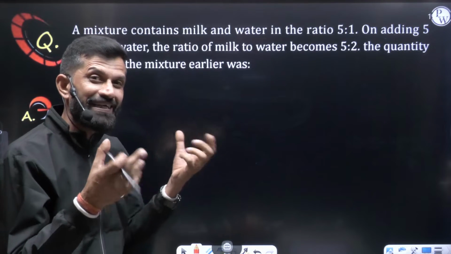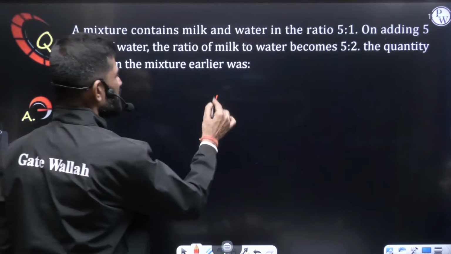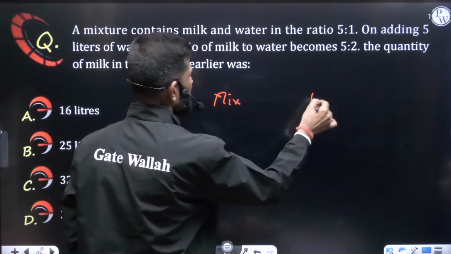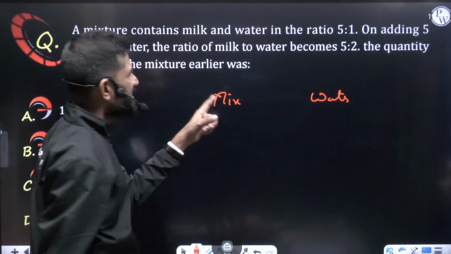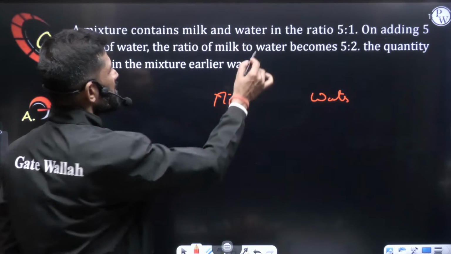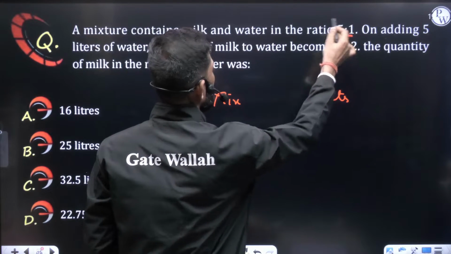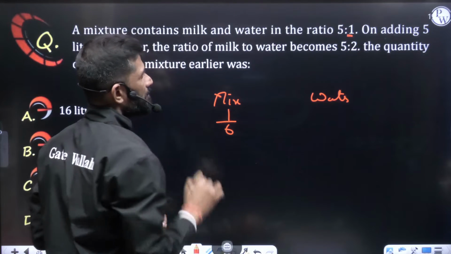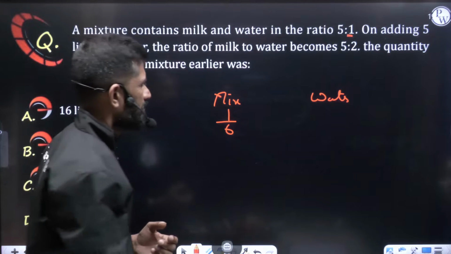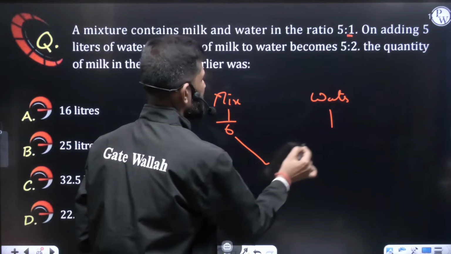So what we'll do, we'll take water and proceed. Here is the mixture and here is the water we are adding. The mixture has how much water? The mixture has 1 part water out of 6 parts, so 1/6. And the water is complete water, that is 1 part. Both we are mixing.